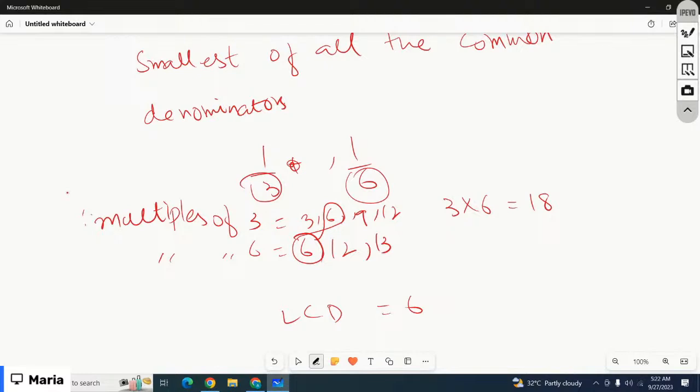So that means you have to make both the denominators equal to 6. That is 1 over 6. You can make this one 6 by multiplying it by 2. So it would be 1 times 2 over 3 times 2. So that would be 2 over 6. So now 1 by 6 and 2 by 6 have the common denominator.